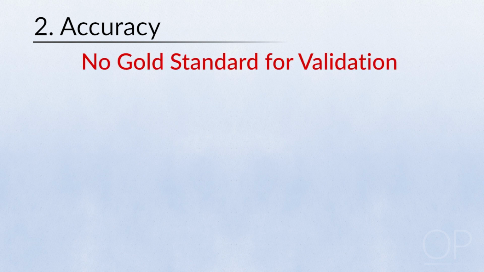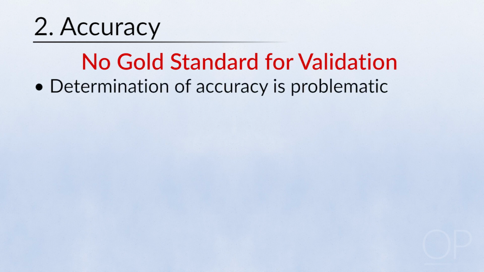The second limitation of cerebral oximetry relates to its accuracy. There is no gold standard for validation of cerebral tissue oxygen saturation. So with a pulse oximeter, one can compare the measurement from the oximeter with the blood gas saturation. It's not possible to obtain cerebral tissue oxygen saturation. This makes determination of accuracy problematic.